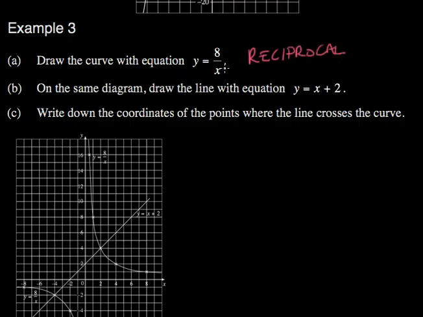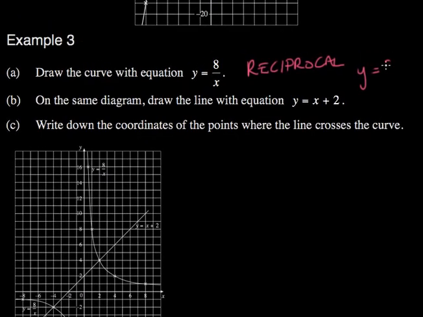A reciprocal function has something divided by x, and this could be written as y equals 8x to the -1. And if you've forgotten where that comes from, you should watch the videos on indices, where it shows that 1 over x could be written as x to the -1. Either way, if we try to draw the curve with this equation, we would do the same thing. We would draw the grid with the x and y between certain values, between -3 and 3 normally, and we would plot some points and generate this curve.